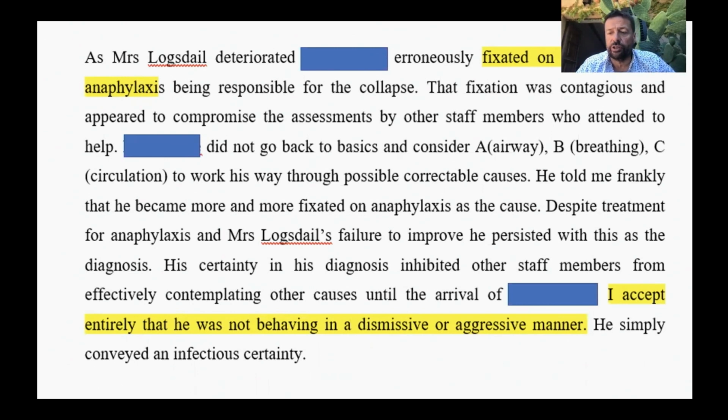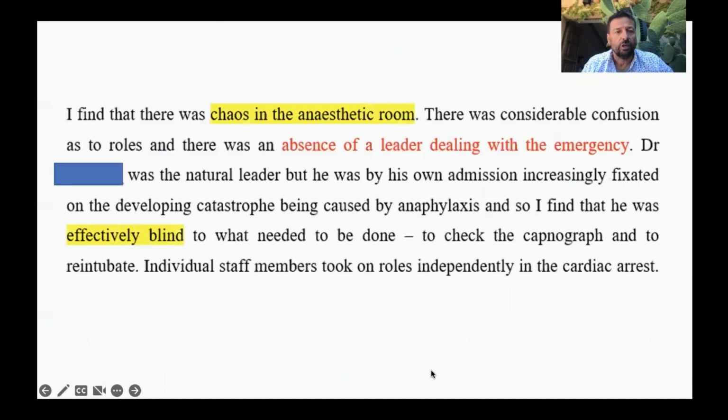The coroner commented that the individual was not acting in an arrogant or dismissive manner. This does not necessarily happen. It does not happen to bad people. It happens to good people. They described chaos in the anaesthetic room, a large number of people, a lack of leadership, and a loss of situational awareness.